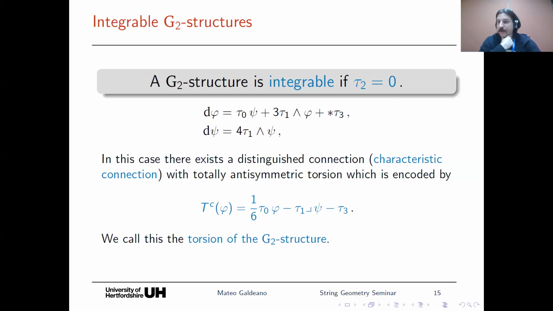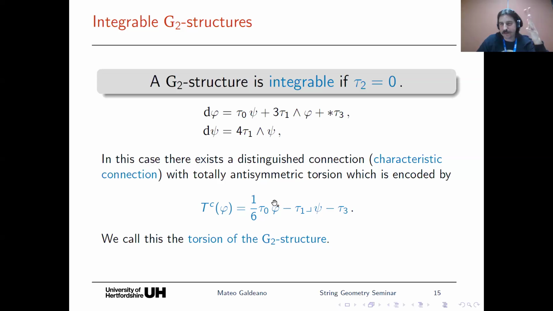What's interesting about this type of G2 structure? Well, they admit a distinguished connection that I'm going to call the characteristic connection, which is a connection with totally antisymmetric torsion, and it's encoded by this formula. It really depends only on your G2 structure and your torsion classes. And this is the torsion of the G2 structure. As Jeff was pointing out earlier, this is actually going to be identified with this physical flux, one of the fields in our theory. So this is a very important quantity.